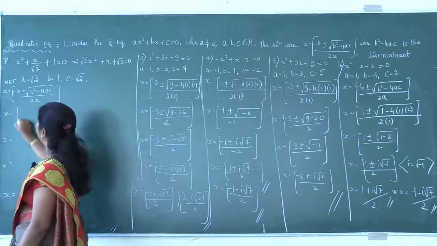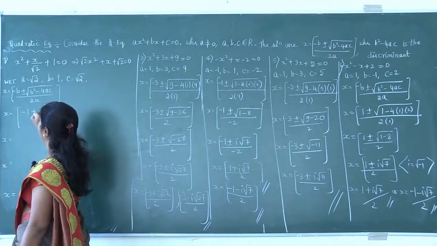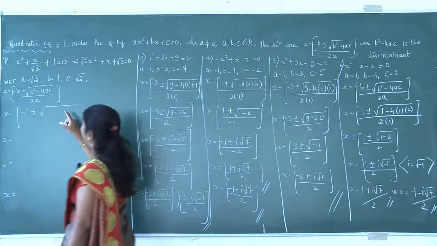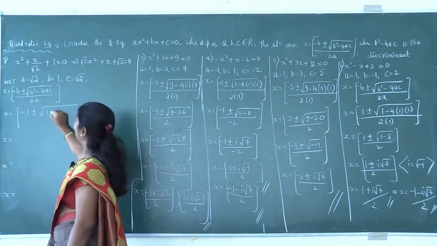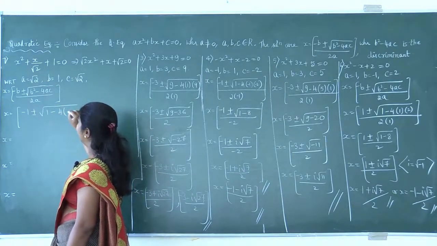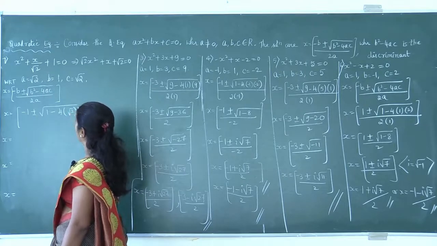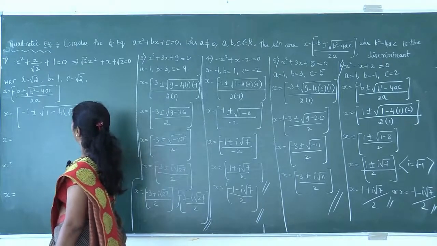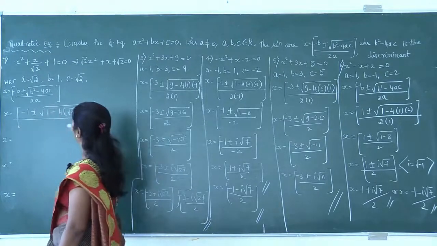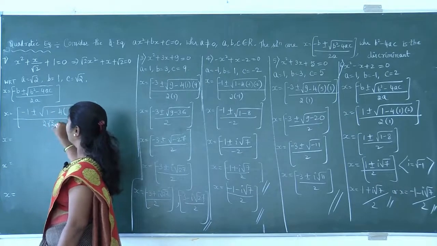So substitute the value of b now. Minus 1 plus or minus b square. What is b square? 1 again. 4 into what is a? Root 2. And what is c? Root 2. Whole thing divided by 2a. That is nothing but 2 root 2.